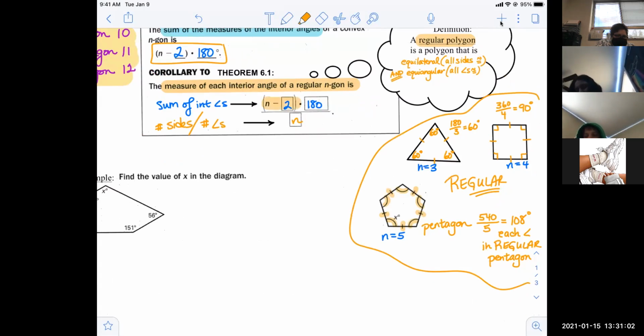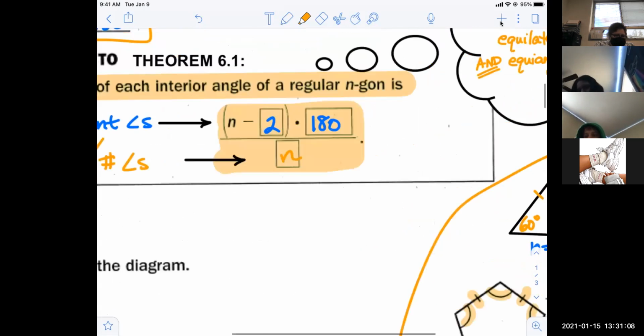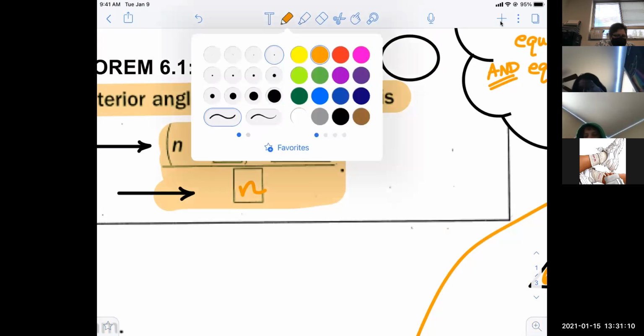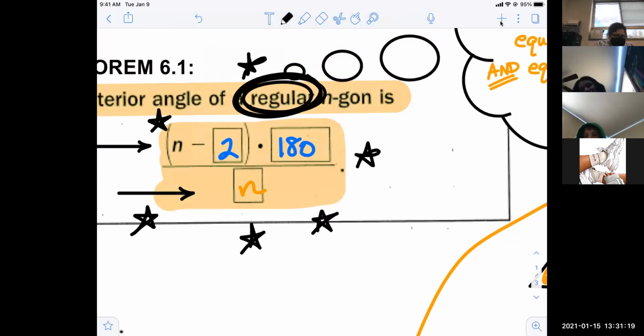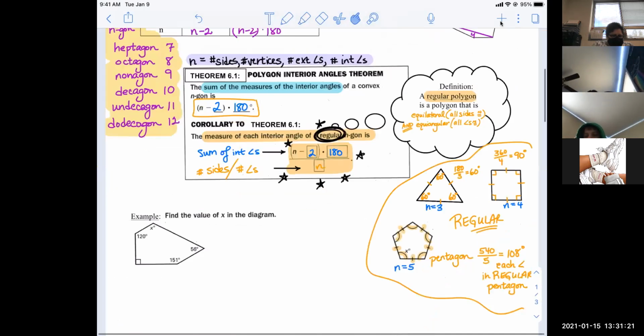And again, this formula is only if it's regular. If it's not regular, you don't know how the angles are split up. You just know what they all add up to. Okay, I'll zoom out there for a second.